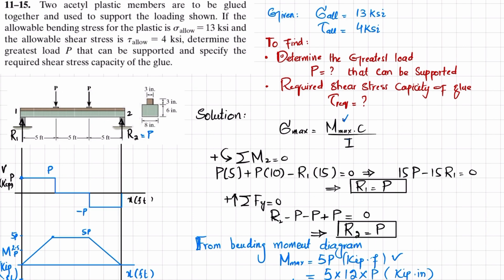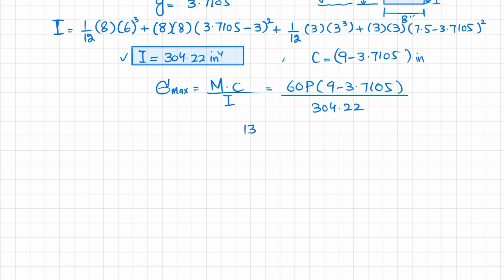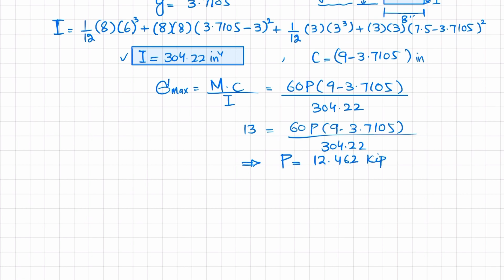So when you solve this, again you have been given sigma max is 13 ksi. You can check it. This is 13 ksi. So you can put 13 is equal to 60P into 9 minus 3.7105 divided by 304.22, and when you solve this you will get P for this bending stress comes out to be 12.462 kips, or you can say P is equal to 12.5 kips, and this P is calculated based on bending.